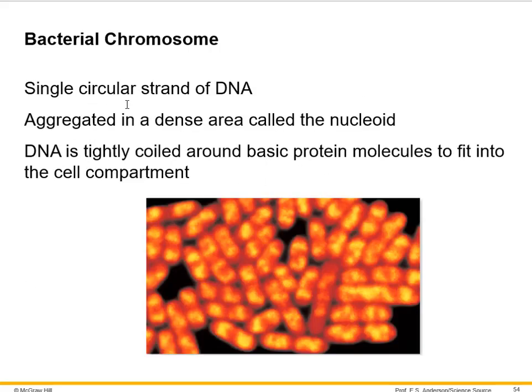So the chromosome is different. DNA in the bacteria cell is a single circular strand or loop of DNA. In eukaryotic cells, it's multiple, and it's linear, and in bacterial chromosome, it's just a single loop of DNA. It's a very large loop, but for the size of the cell, it has to compact itself. So it does tightly coil around basic protein molecules to fit into the cell compartment. And so that is the next thing I'm going to show you, an animation on how that works.